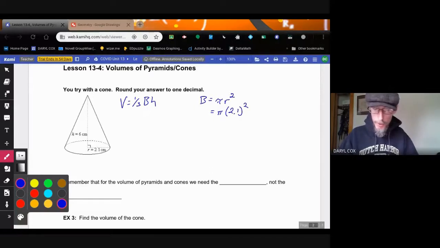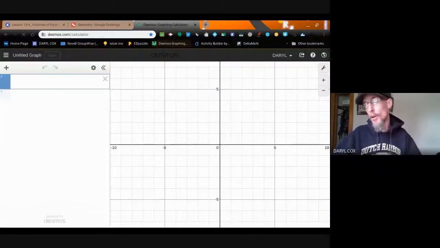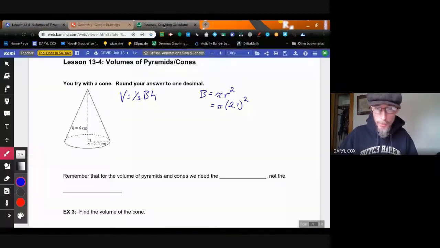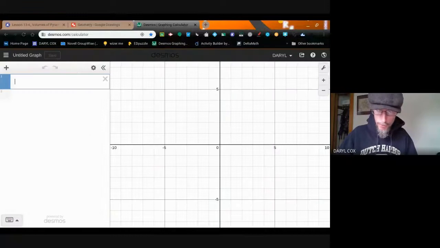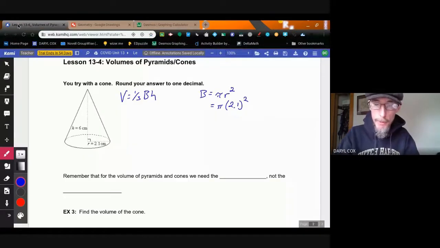So, let's pull up my calculator screen. Let's get my Desmos calculator. Like to have a calculator handy. You don't have to worry about degrees or anything like that on this. So let's see. My measurement was 2.1 squared. So 2.1 to the second power is 4.41. So I'm going to write that in here. 4.41 pi. You know what? I'm going to leave it in terms of pi right now.